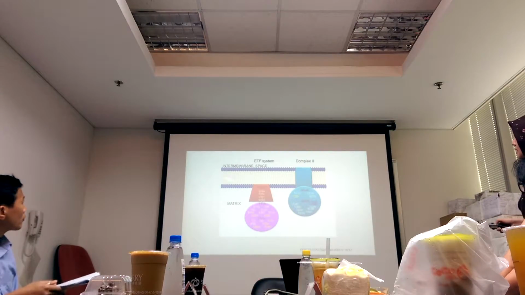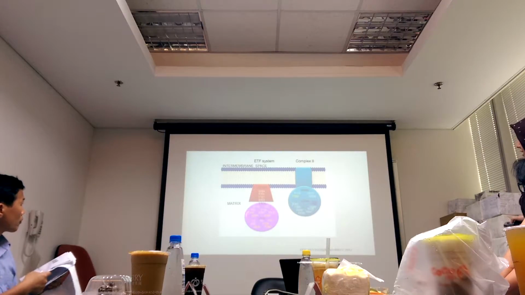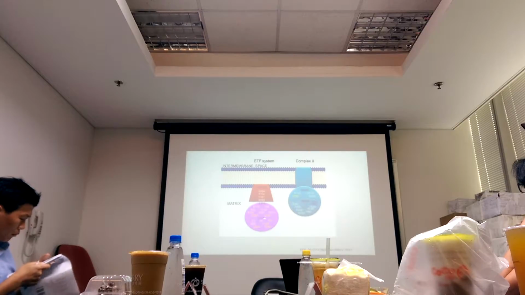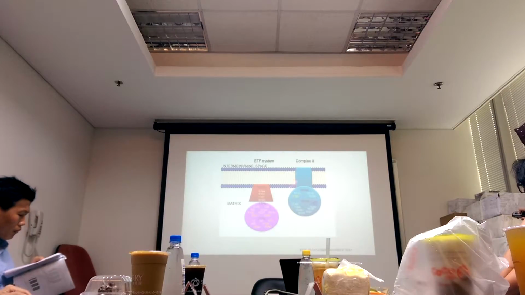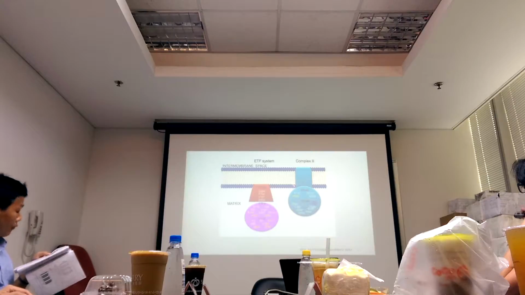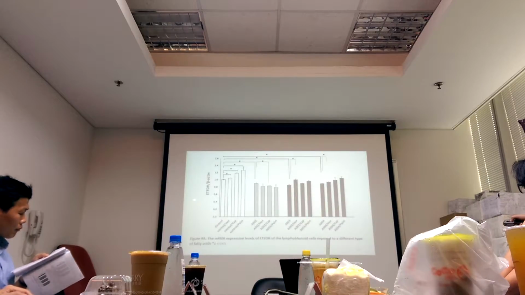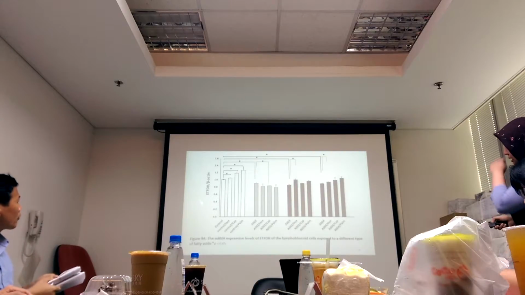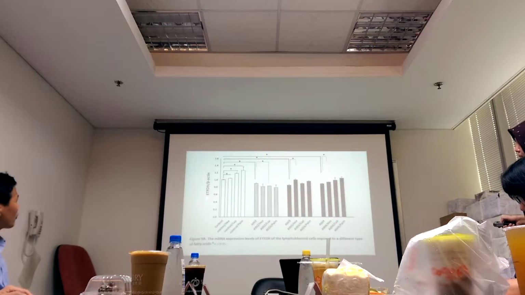Okay, this picture just shows you the components of the ETF system. They combine with ETFDH and ETF, and ETF has two subunits, ETFA and ETFB. Beside the ETF is complex 2. So as we know, the mutation point is on the ETFDH gene. So this one is about the ETFDH gene mutation.